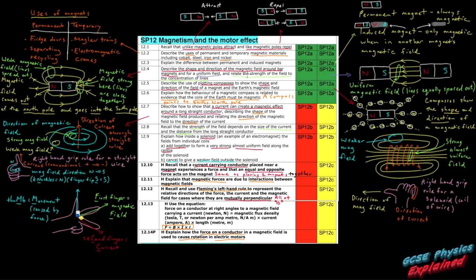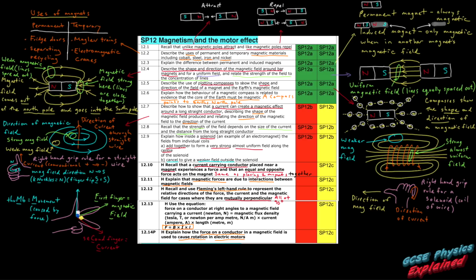Describe the shape and direction of the magnetic field around a bar magnet and for a uniform field. So for a uniform field, you'd have this plate here and this plate here, which are parallel to each other, and you'd have uniform magnetic field lines equally spaced out going from the north to the south. Notice around the edges here, it's not quite uniform, so it's just this part right in the middle between the two poles.